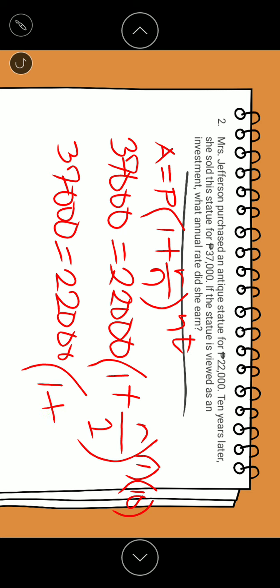So as you can see, R over 1 can be viewed as only R. So we will use that. Then 1 times 10 is 10.